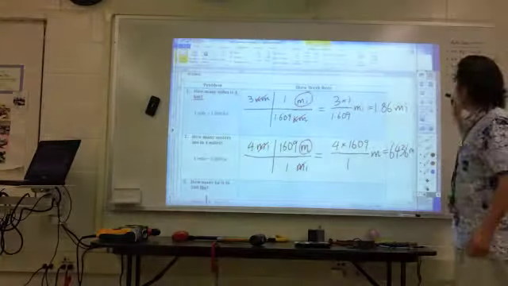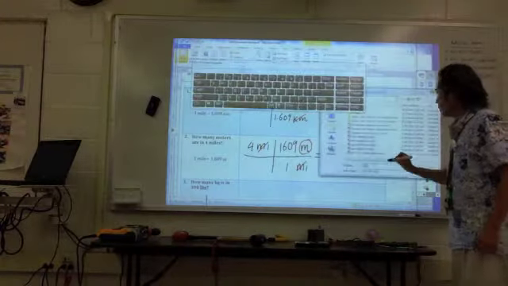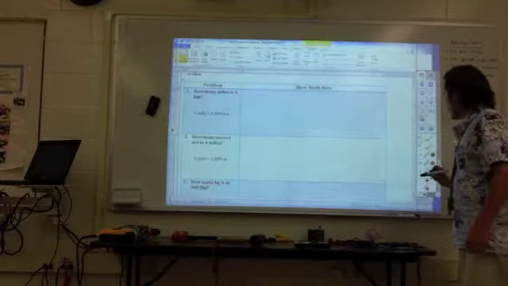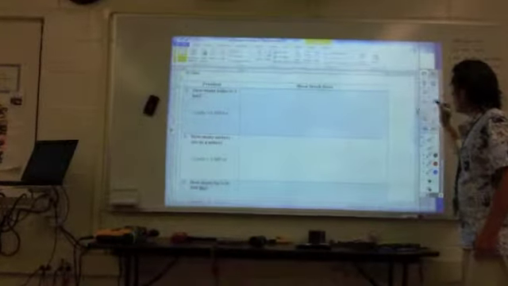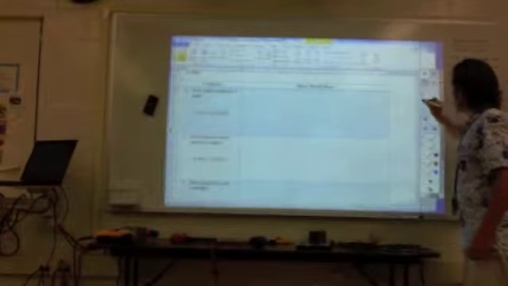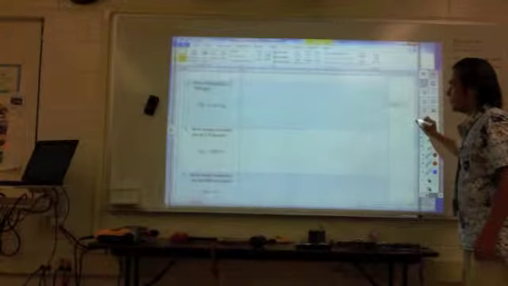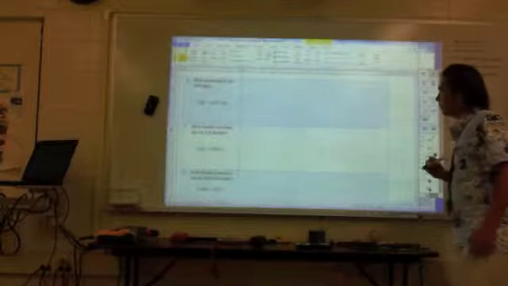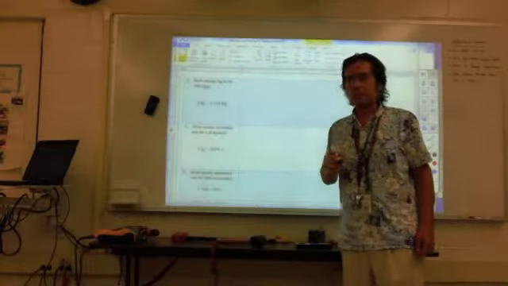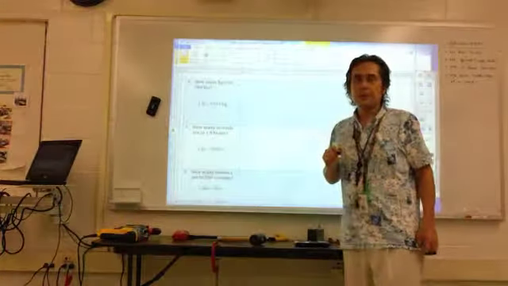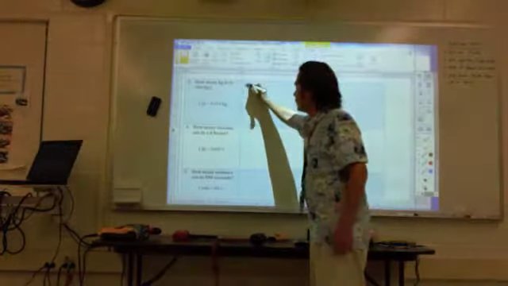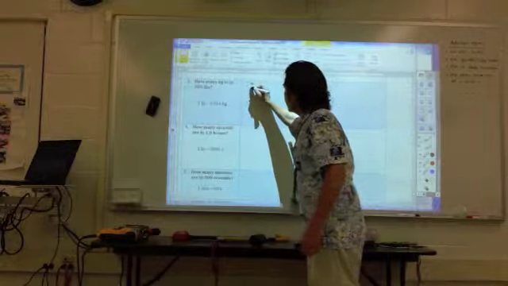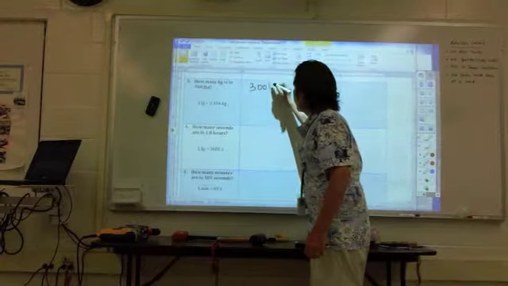Simple enough? Okay, let me save my work. Save. Okay. And let me erase everything and let me scroll down to problem 3. Problem 3. How many kilograms is 300 pounds? Oh, got the wrong pen. Okay, 300 pounds.